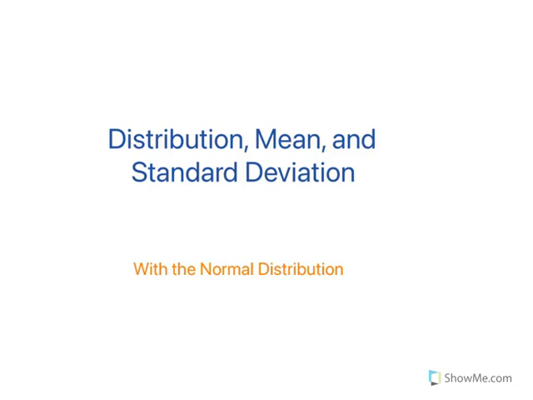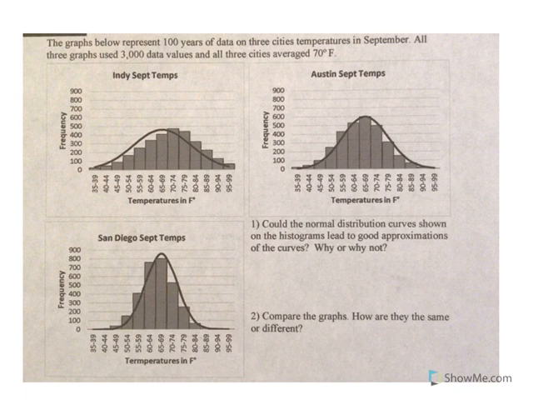We're going to play with the normal distribution here, but we're going to talk about distribution in general with the mean and the standard deviation. So we have ourselves three cities. We have got the beautiful city of Indianapolis, the fun city of Austin, Texas, and then the California southern city of San Diego. So could the normal distribution curve shown on each of these histograms lead to good approximations of the curve? Why or why not?